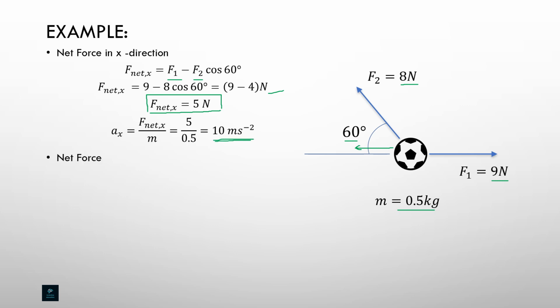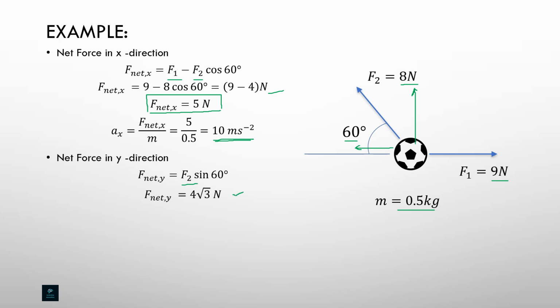Similarly, the net force in the y direction is F net y equal to F2 sine 60, since the y component of F2 is in the positive y direction and there is no component of F1 in the y direction. Putting the value of F2, we obtain F net y as 4 root 3 newtons.